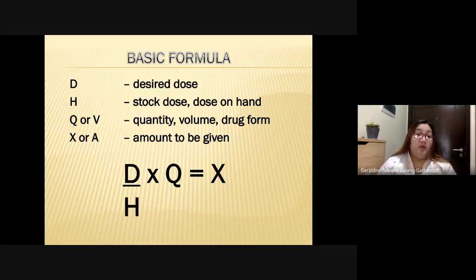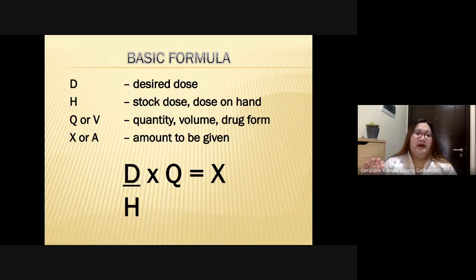Okay? So yung mga weight na binanggit natin kanina. H is the stock dose or the dose on hand. Meaning, ito yung commercially available na dose na ginawa coming from the pharmaceutical company. Pag nabili mo yung gamot or pag nakuha mo yung gamot sa pharmacy, ito yung stock dose. Okay? Q is the quantity, the volume, or the drug form.